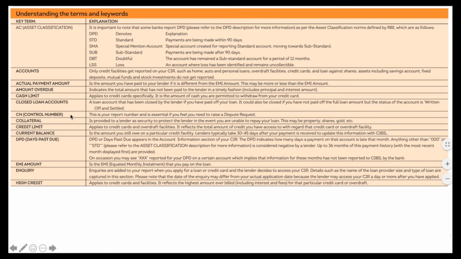Then CN, that is the control number. In the beginning itself I said it's the report number. That number is required if you want to raise a dispute.